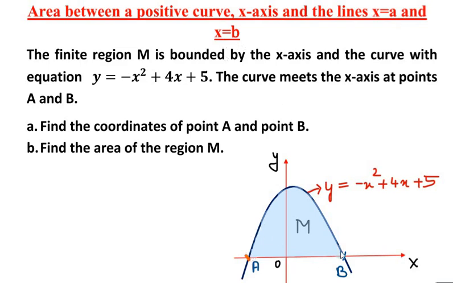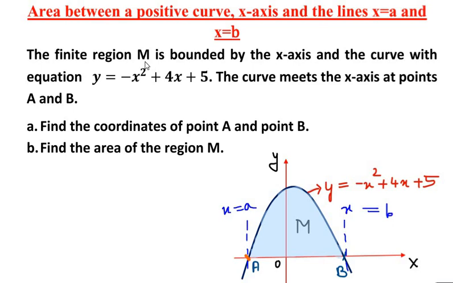So you can see the two coordinates I have drawn over here, a and b. If I draw two lines over here as x equal to a and x equal to b, then the two coordinates a and b represent the lines x equal to a and x equal to b. So this is a confined area which is between the curve, the x-axis and the two lines. So with this basic knowledge, let us start solving this example.